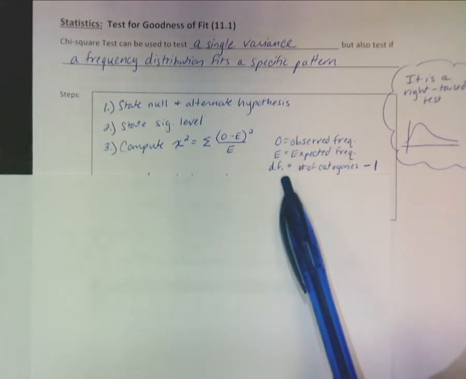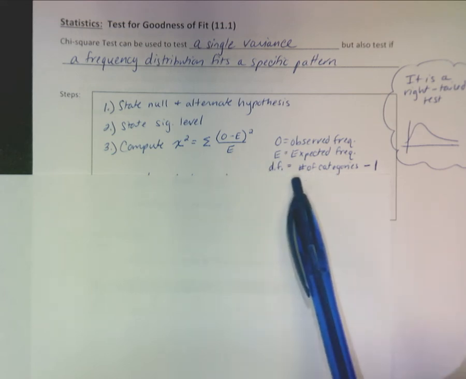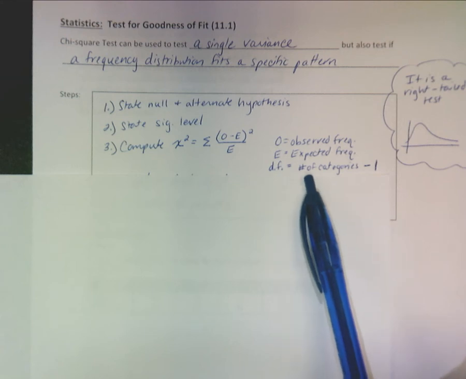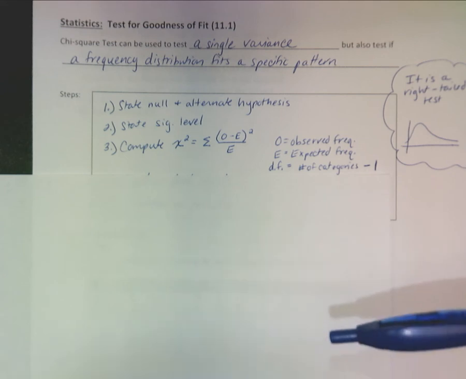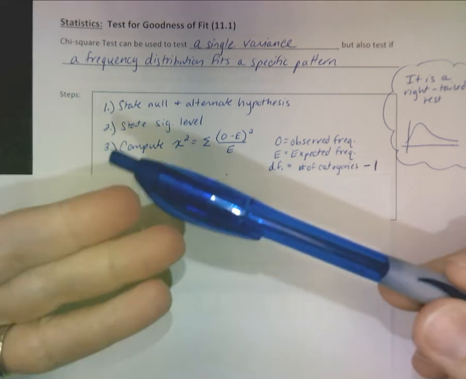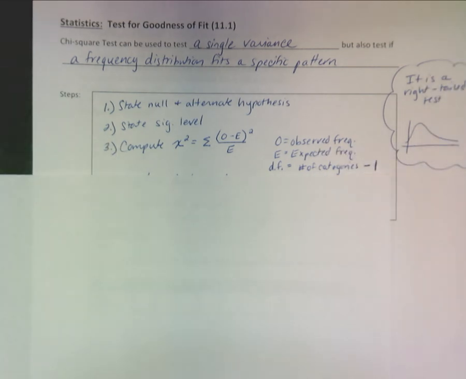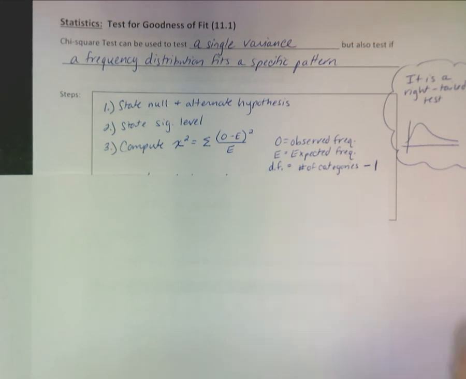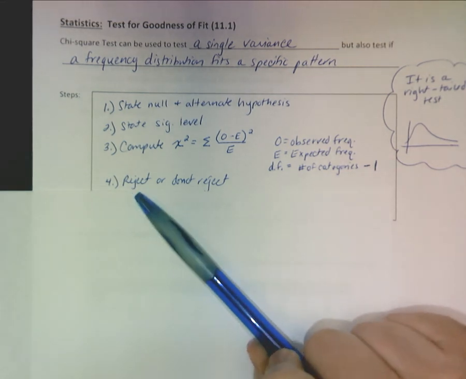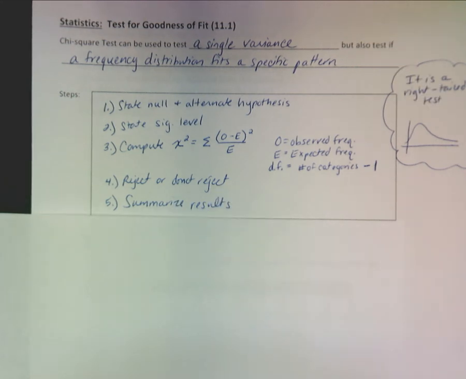Now, there's this thing called degrees of freedom. There's a reason why I want you to write this there. We're going to use this when we do our calculator part. The degrees of freedom is equal to the number of categories minus 1. Meaning if you chose the 3 sports, baseball, basketball, football, degrees of freedom would be 3 minus 1, or 2. Okay? So step number 3, you'll have to compute this test statistic, and that's what we'll use as our p-value. Then we reject or do not reject. And then you summarize your results, just like we've done before in the past.